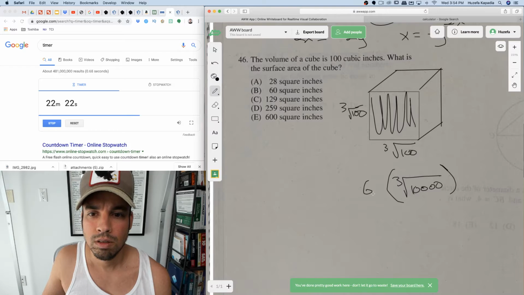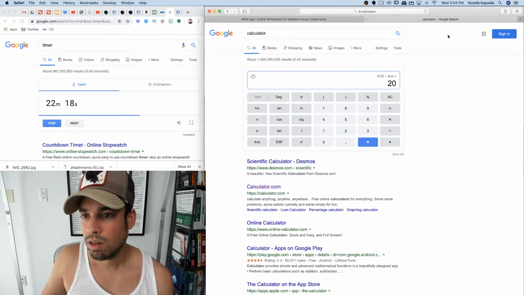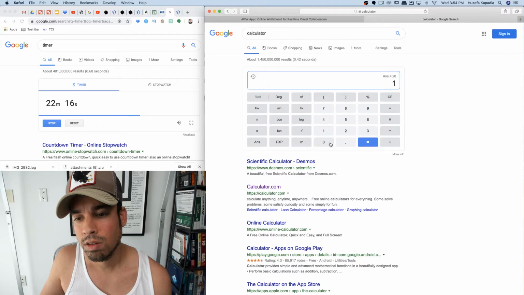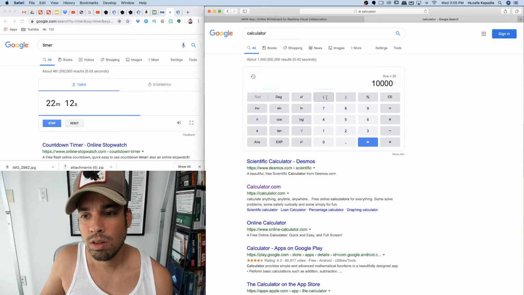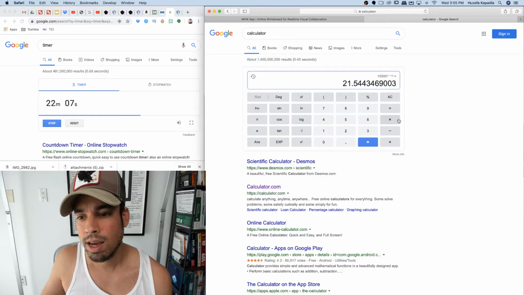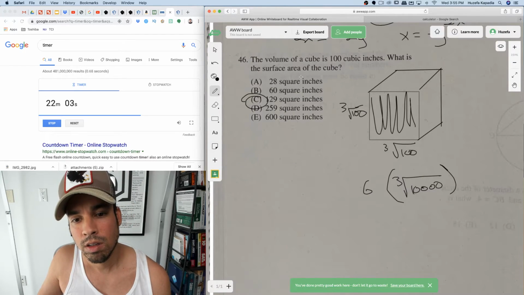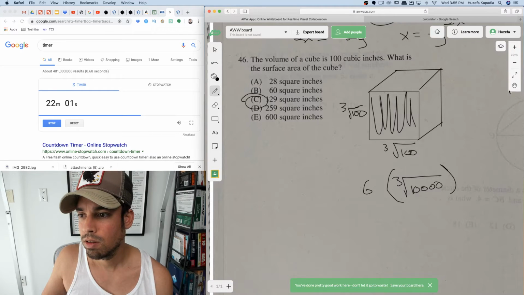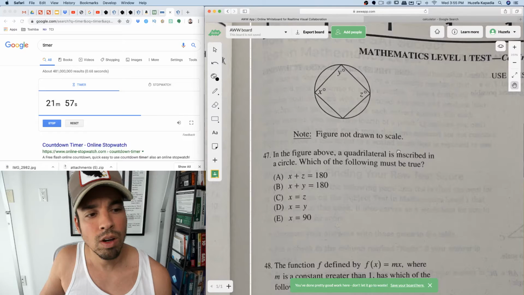What? That's not... Okay, what's the... Hold on. To the 1/3 power, that times 6 is 129? It should say approximately. It doesn't, but that's okay. I think that's right. Okay, next.